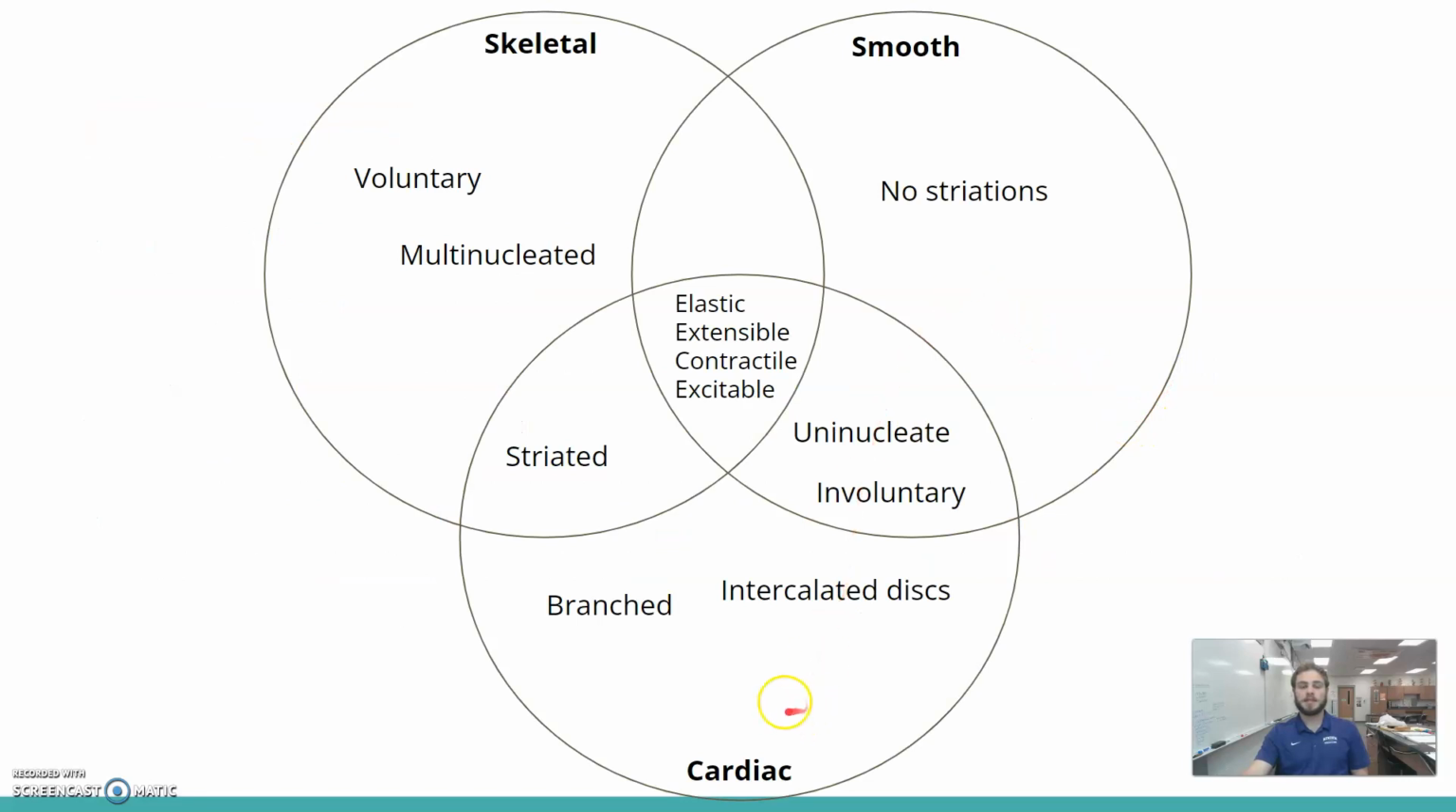So there we can see your cardiac muscle tissue. It is branched and has intercalated discs. It's the only one that's going to have those features. And we've already mentioned that it shares striations with skeletal muscle and the uninucleate and involuntary characteristics with smooth muscle. So that is all we have for video 20.